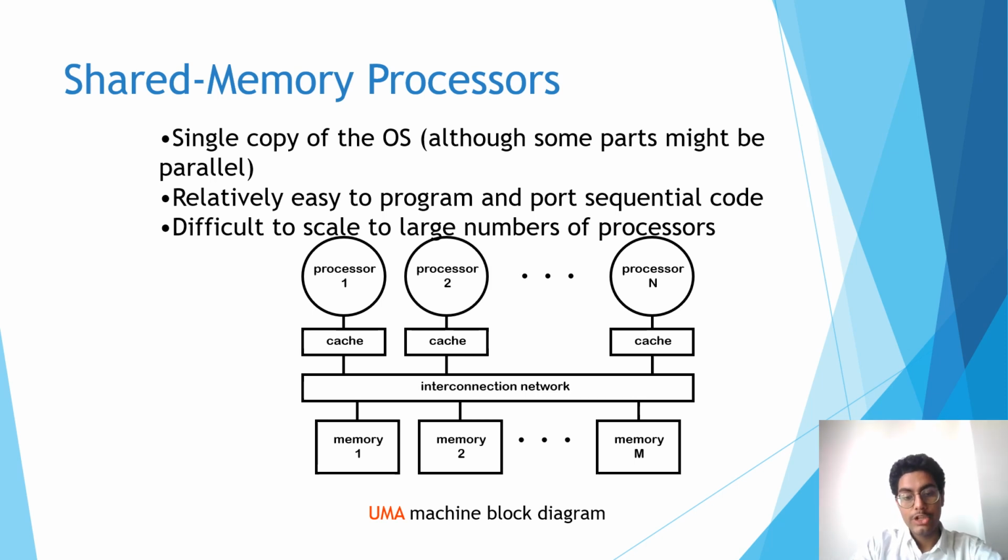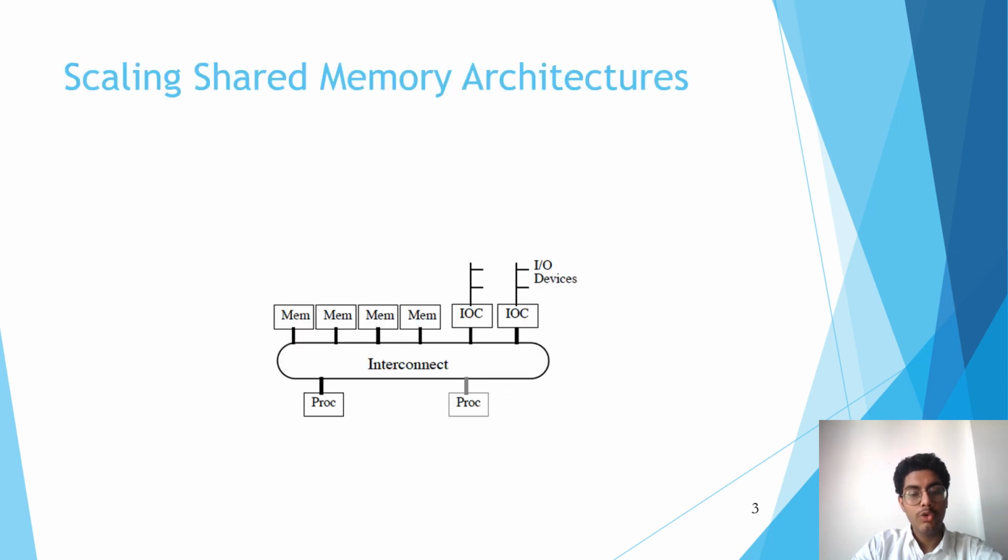Here you saw a UMA machine block diagram. You might ask, Yash, what is a UMA? Let me tell you, UMA is Uniform Memory Access. You will learn about this later in this video. So how do we scale shared memory architectures? In this figure we can see multiple memories and input output devices which are interconnected, and the processors are coming.